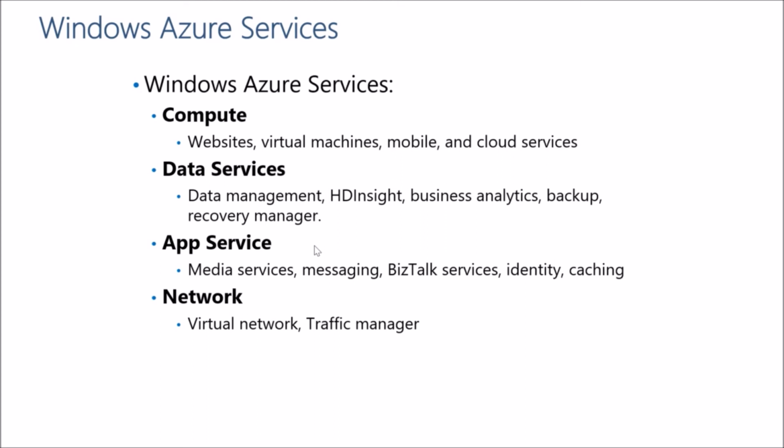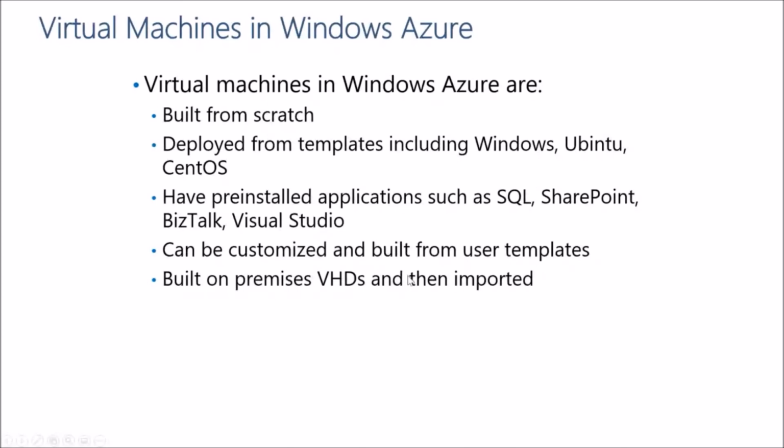Networks, there's virtual networking and traffic management. So virtual machines in Azure can be built from scratch. They can be deployed from templates. So Azure gives you templates, like how we create the Golden Master. They've got templates, or Golden Masters if you like, for Windows servers, Ubuntu, CentOS, and a whole heap of other things. Some of these templates include pre-installed applications like SQL, SharePoint, whatever. Basically, it's built to their standard, and it saves you a lot of work.